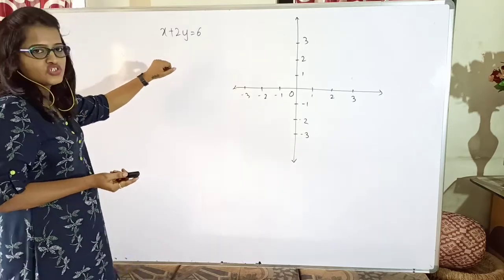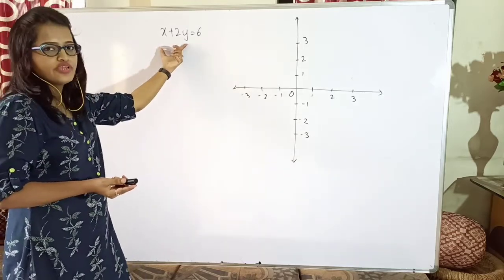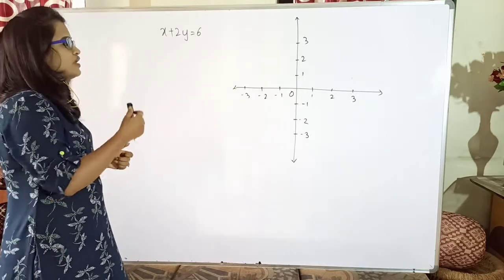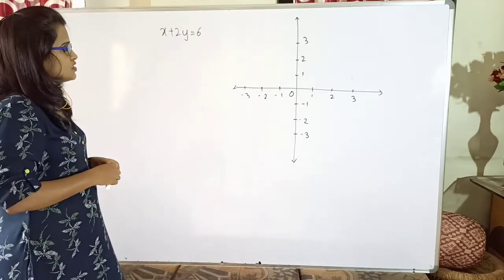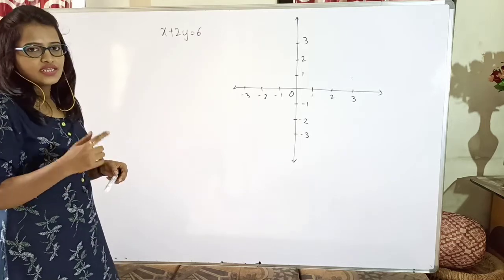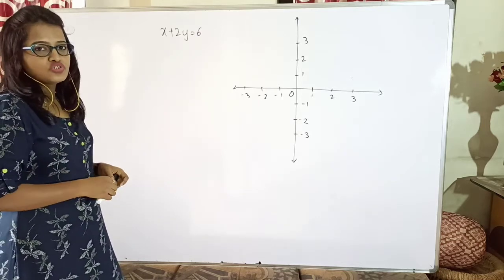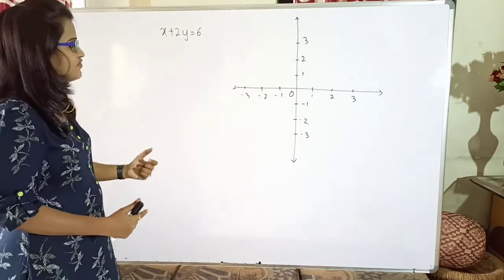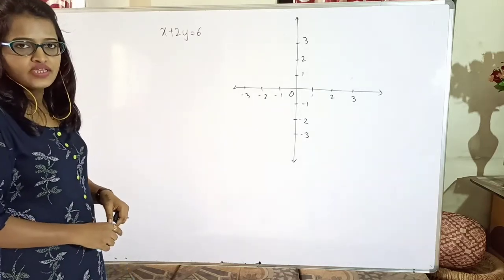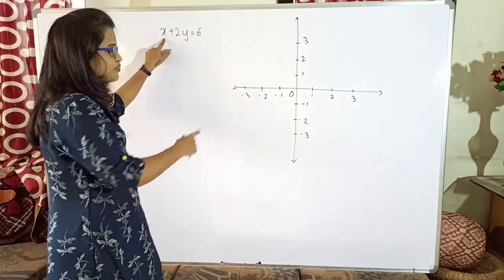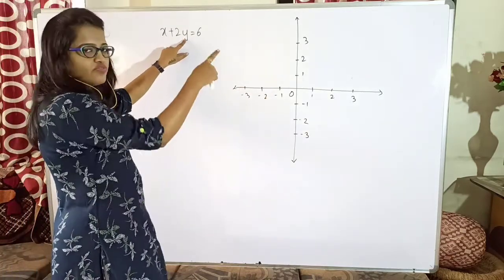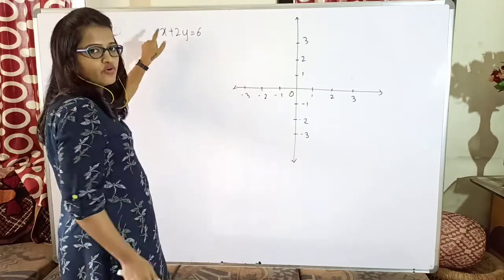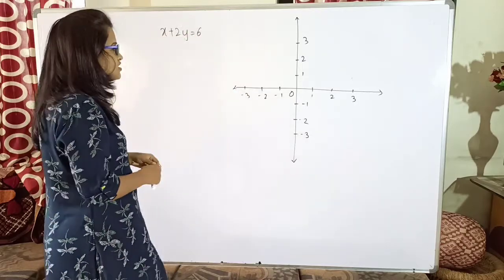Is it a linear equation in two variables? Yes, because it has two variables and their powers are also 1. Next step, how do I draw a graph of it? As we used to find the solution, we used to take different values of x and accordingly find the different values of y. Here x will be your x coordinate and y will be your y coordinate. So whatever value of x you are getting, you will take that point, and whatever value of y you are getting, you will consider that point.